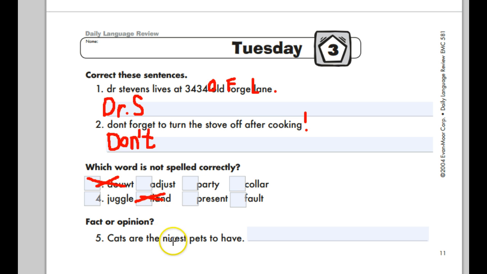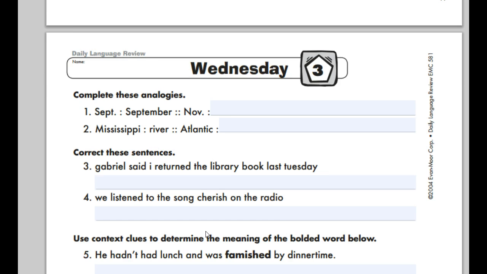Fact or opinion? Cats are the nicest pets to have. This is an opinion because not everybody believes it. I personally do not think cats are the nicest pets to have, but other people may. So when people can think differently, it's an opinion.